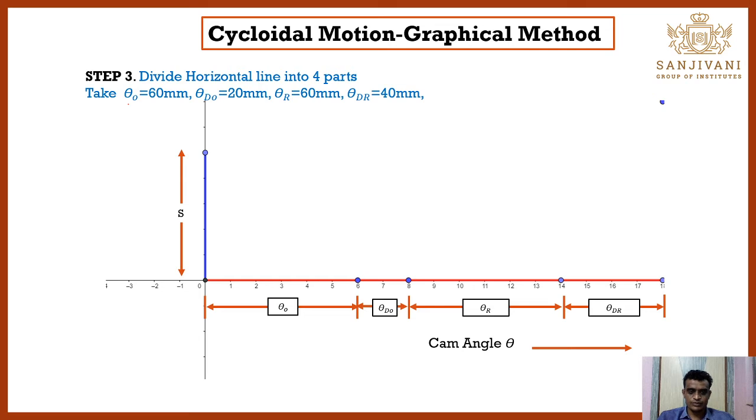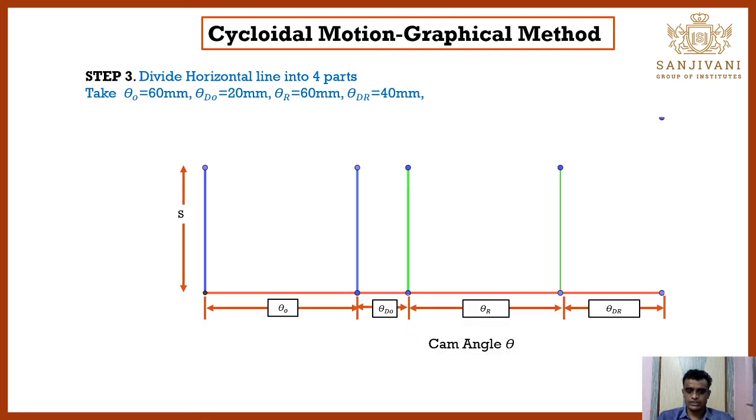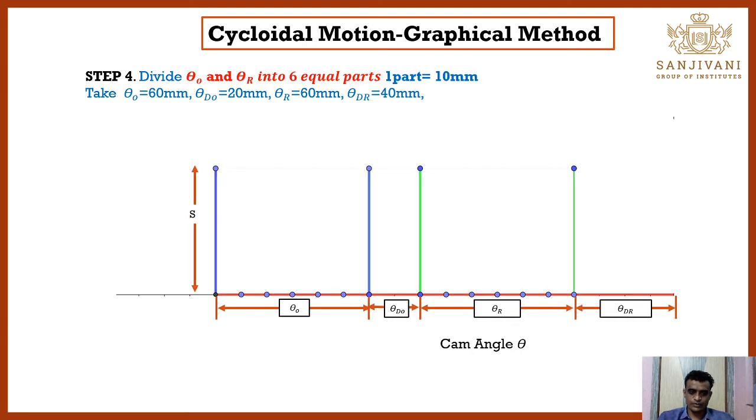Okay. Now suppose this may be any angle, theta is equal to 120 degrees, it may be 100 degrees, still you have to take this distance equal to 60 mm. For any angle you have to take this distance equal to 60 mm. Okay, next we have to draw the vertical lines. The total height is equal to the stroke length which is given to you.